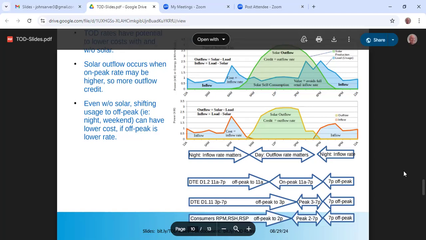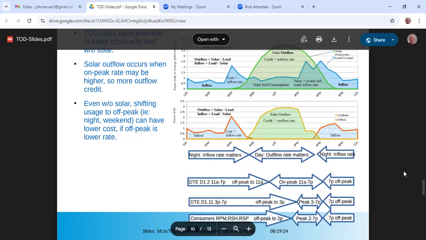The sets of arrows at the bottom, there's two for DTE and one for Consumers. The recommended rate for DTE is the 11 a.m. to 7 p.m. rate because it has a wider on-peak time period from 11 a.m. all the way to 7 p.m. And most of your solar outflow is probably going to occur sometime in the earlier afternoon. By later afternoon, it's already starting to go down because you might have come home and you might be using a little more, but also the sun is starting to go down.